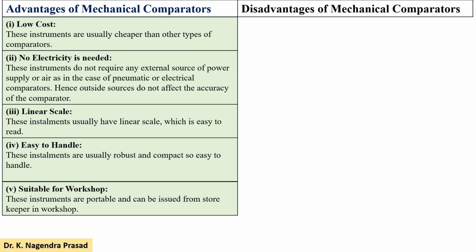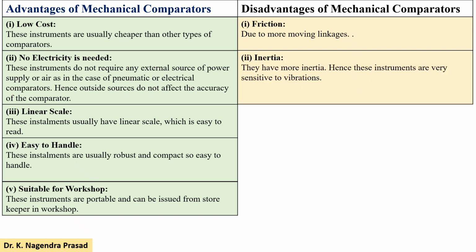Next we will discuss the disadvantages of mechanical comparators. First one is friction. Mechanical comparators have more moving linkages, which affects their accuracy. And the next limitation is inertia. So mechanical comparators have more inertia. Hence, these instruments are very sensitive to vibration, which affects their accuracy.